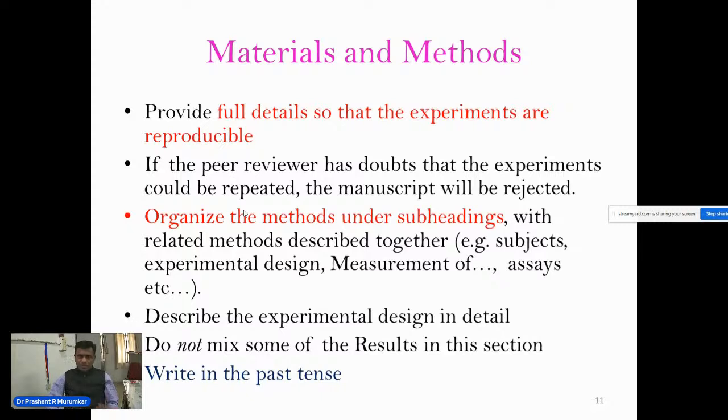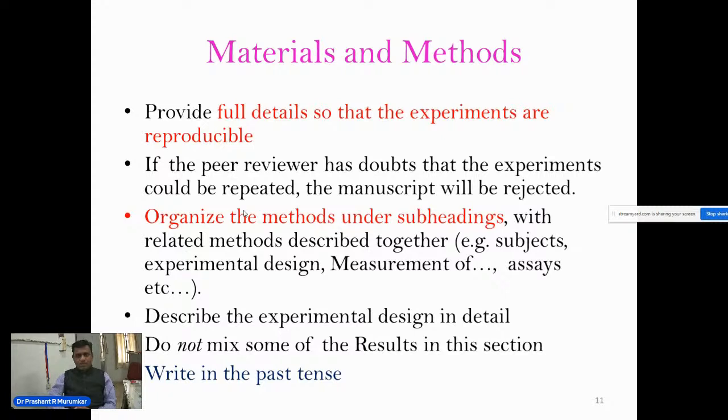If the peer reviewer has doubts that the experiments could be repeated, the manuscript will be rejected. That means if there is duplication, if you have used similar methods, right? Because if you are talking about novelty, that you have used some other methods, then there could be chances that, if this part is taken from somebody else as it is and there is no change at all, the reviewer may reject the research article.